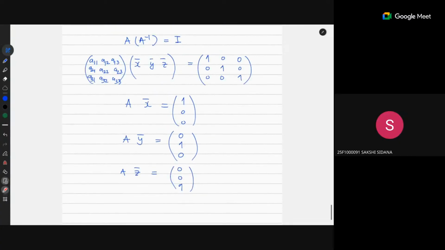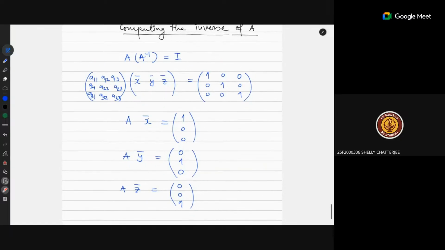Sir, actually, I got disconnected. So this point, which you wrote, X bar, Y bar, and Z bar, so this is A inverse? Yes. These X bar, Y bar, Z bar are the columns of A inverse. Okay, sir.